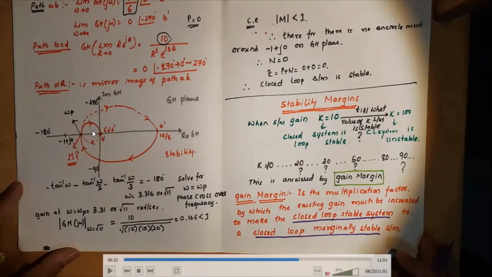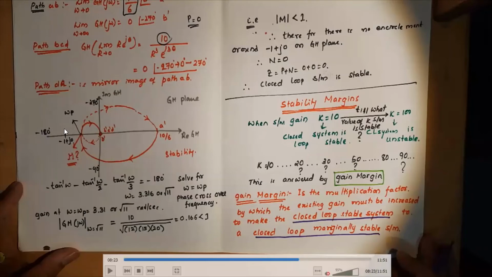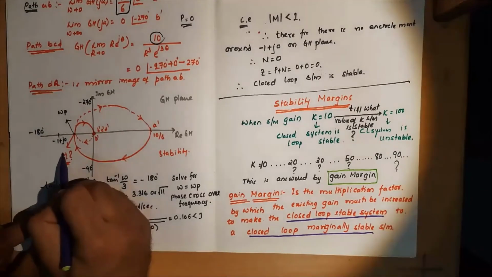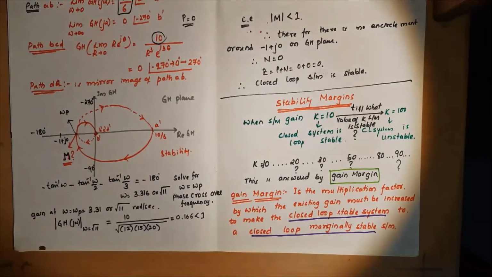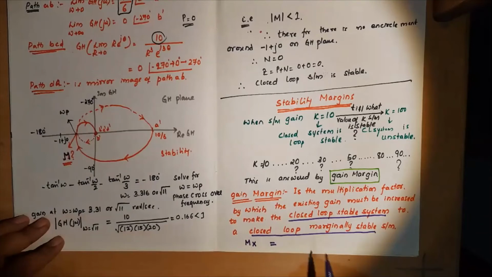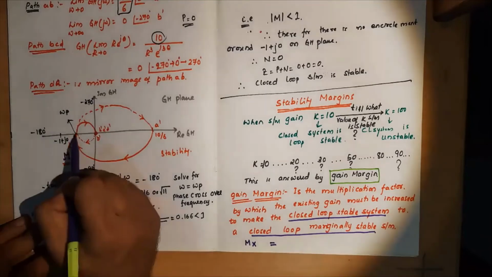So for this particular example, the closed loop system is stable because there is no encirclement. So if suppose you go on increasing the gain, somewhere it will reach -1. Okay, somewhere it will reach -1. So let us see how that can be interpreted in terms of gain margin. So now my question is, you have, say, gain M at the -180 degree line.